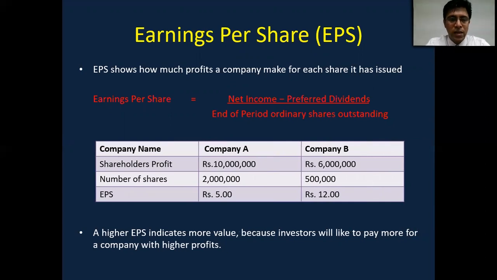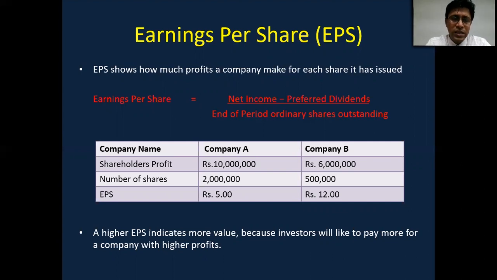Now let's look at an example. This is a comparison between two companies in the same industry. You will notice that company A earns more profits than company B. From the outset, you will feel that company A is more attractive than company B. But which share earns more profits on a per share basis? So when you divide the profits with the number of shares in issue, you will notice that company B earns more profits on a per share basis than company A.